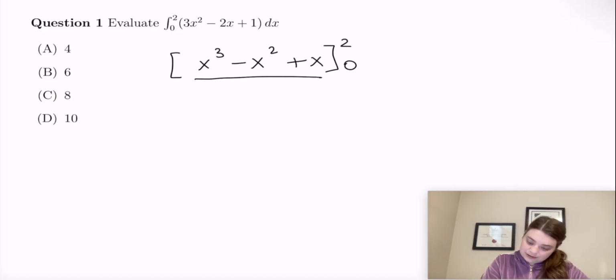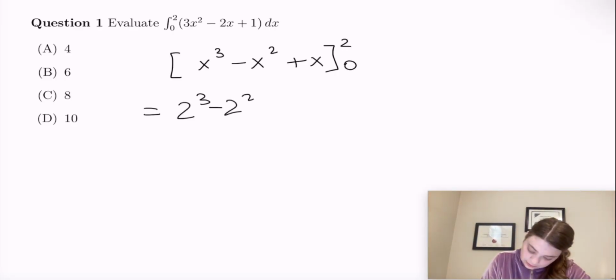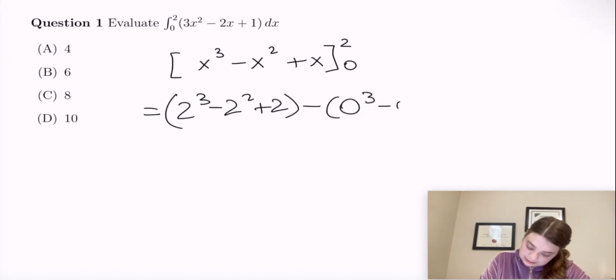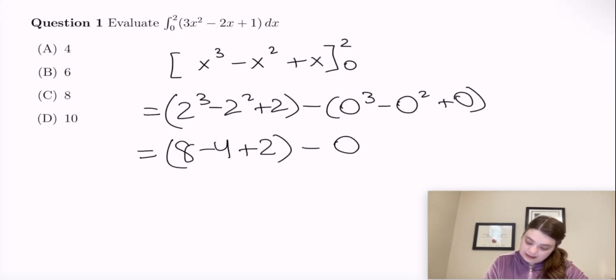Okay, so now I'm going to evaluate it by first plugging in 2 and then subtracting, plugging in 0. So 2 cubed minus 2 squared plus 2, and then minus 0 cubed minus 0 squared plus 0. The first part here would be 8 minus 4 plus 2. The second part would just be 0. And then 8 minus 4 plus 2 is 6. And so the correct answer here would be 6.